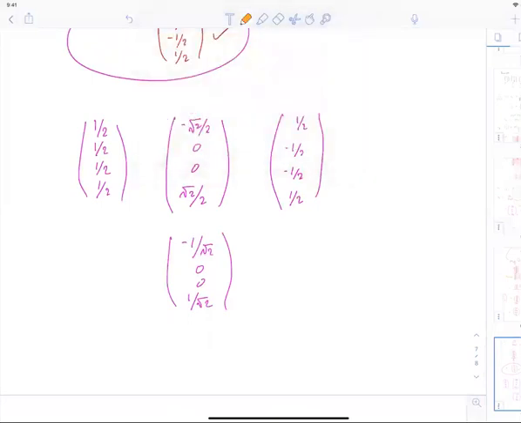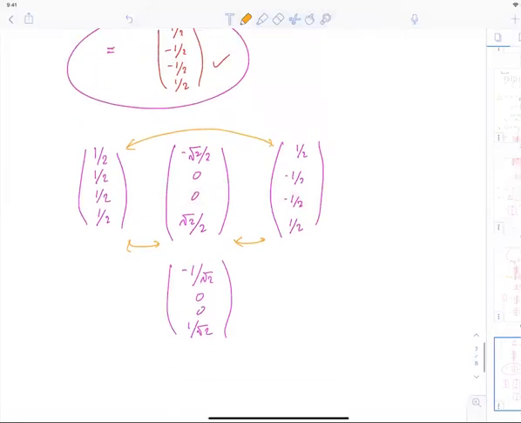But on the flip side, these are all orthogonal. Those two are orthogonal. Their dot product is 0. The dot product there is 0. The dot product there is 0. And all of these have norm 1. So that's how you find an orthogonal basis in an example.